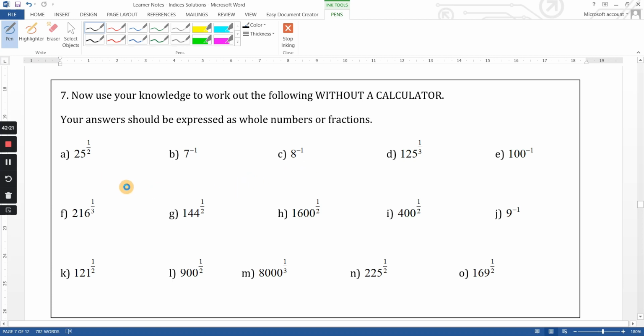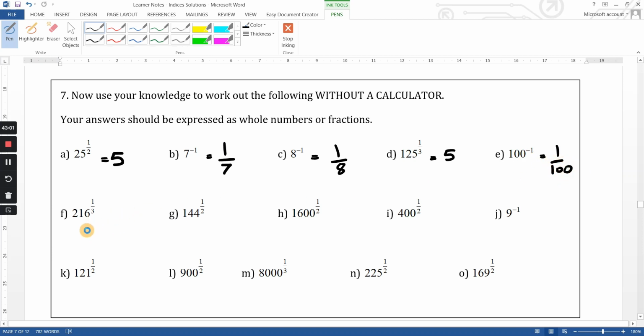So first one, 25 to the power half. Power half means square root, so it's the square root of 25. That's 5. B, that's going to be reciprocal, so that's going to be 1 over 7. C, again, reciprocal, 1 over 8. D, power third means cube root, so it's the cube root of 125. So something times something times something gives me that 125. That something must be 5. E, that's going to be reciprocal.